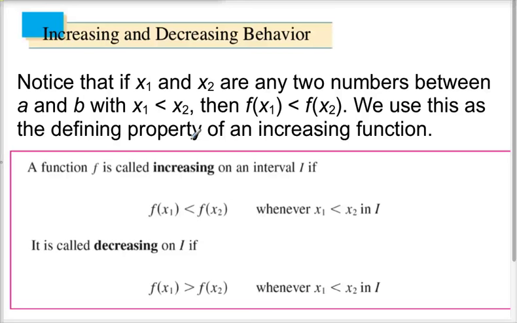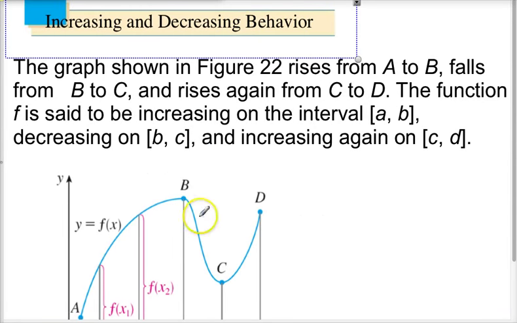So we generally keep it in order where x1 is less than x2, and then we evaluate which one is bigger. So if x1 is less than x2 and f of x1 is less than f of x2, then the function will be increasing. If x1 is less than x2 again, but the relationship on f of x is switched, so f of x1 is greater than f of x2, then the function will actually be decreasing. And that's something that happens from b to c here.